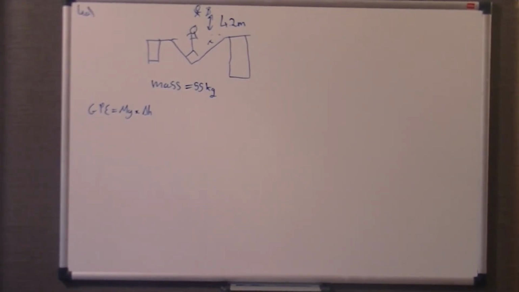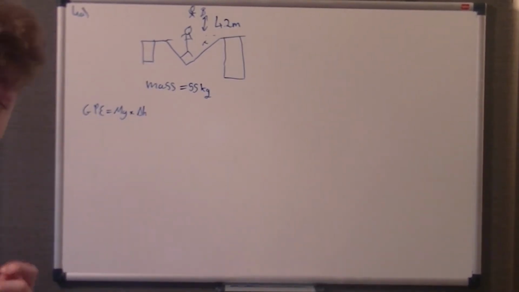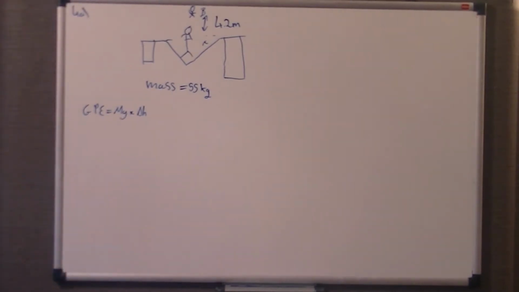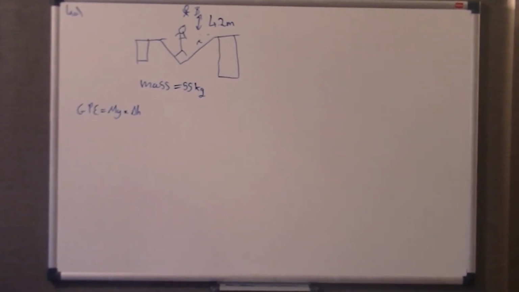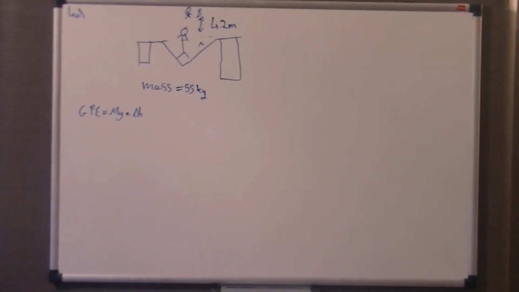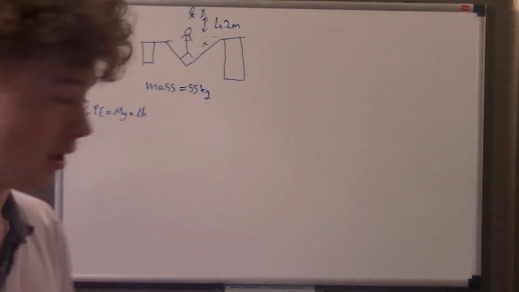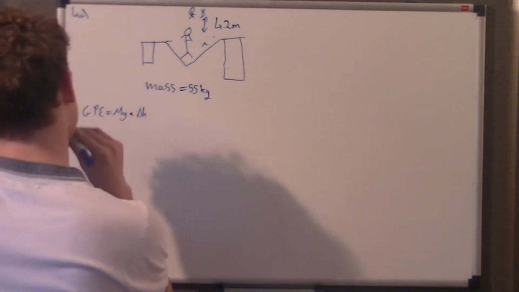It says calculate gravitational potential energy. Now it says mass is 55 kilograms. Now for GPE, as I've labelled here, it's mg times delta h. m stands for the mass, g for the acceleration due to gravity, which is 9.81, and delta h is the change in height. So the changing height is 4.2 meters. If you don't understand why GPE is that, go to our video on work and power, and you can understand why that is.